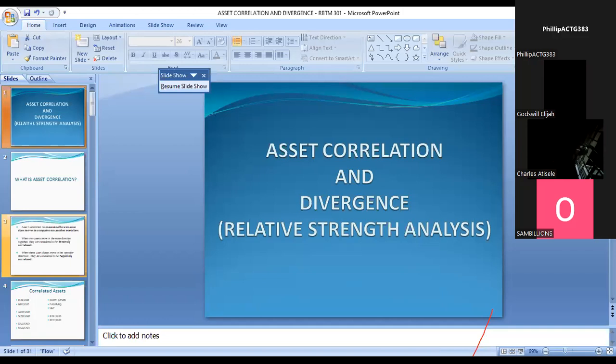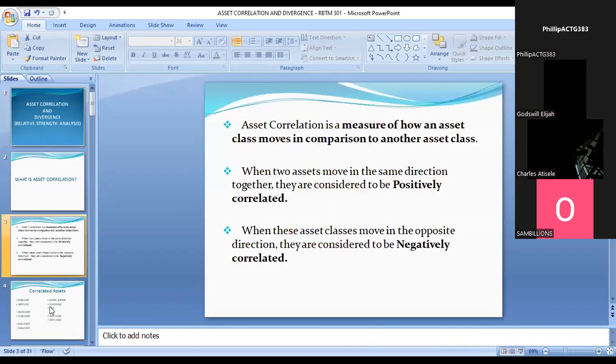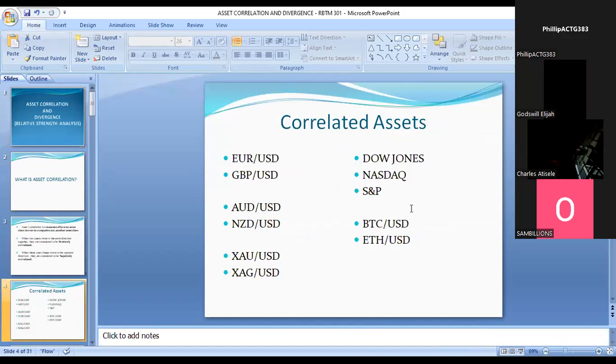Still on the first slide. Oh, okay. Let me just say it like this. Can we see this now? Can we see this next slide, correlated assets? Can we see that now?